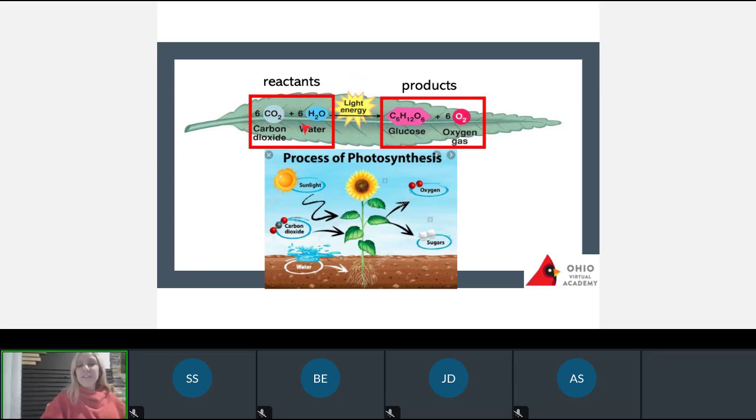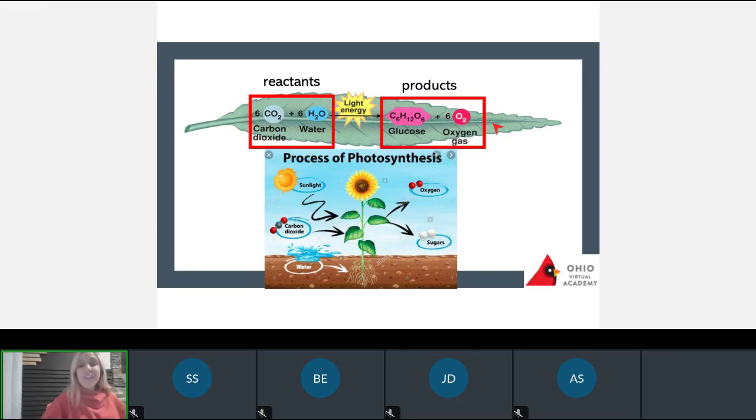So the only difference here is we use carbon dioxide, water, and light energy. And that gives us the glucose that plants need for their carbohydrates. Now, I want you to look at the products. Do you see ATP in the equation? Yes or no? Do you see ATP?